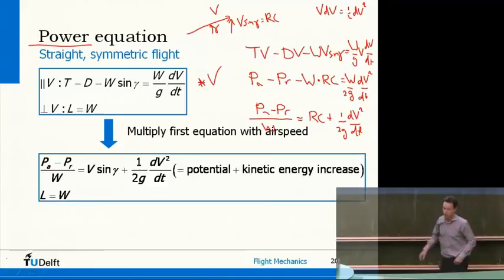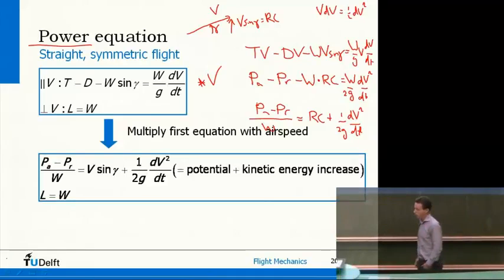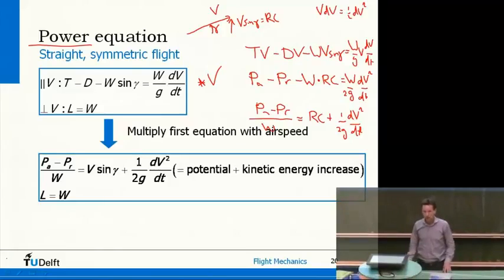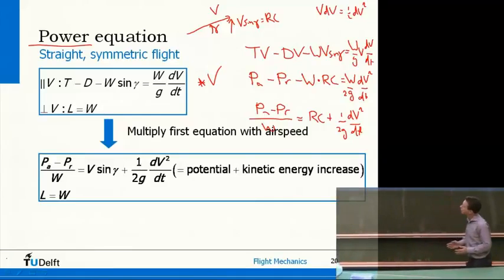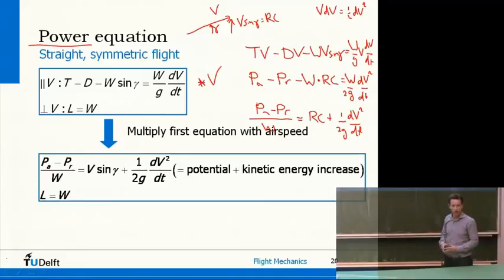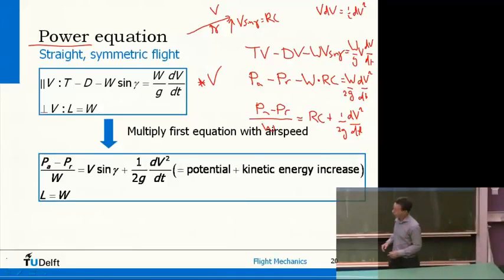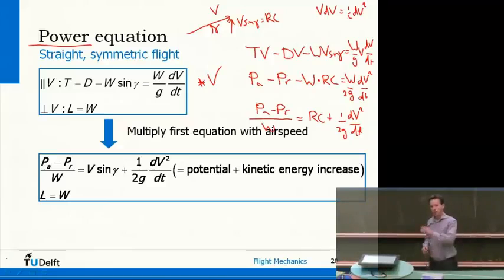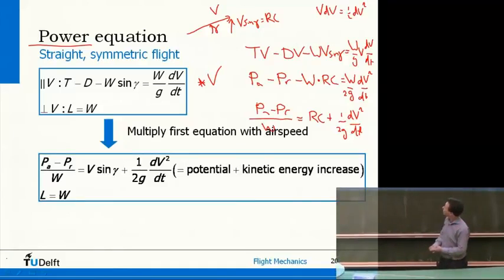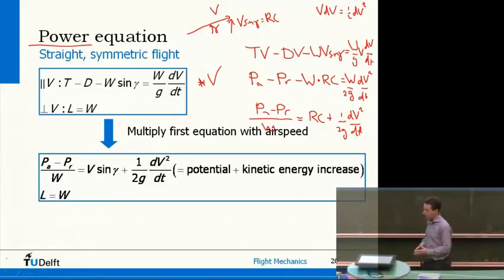You could say, okay, I can take that top equation and multiply it with airspeed, and then instead of forces, I obtain power. On the left-hand side you can see excess power, which is basically the power you have available minus the power you need to overcome aerodynamic drag. So that's energy you have in excess. That can be used for a term V sine gamma, which is the vertical component of the speed, so that's an increase in potential energy. The second term is basically an increase in kinetic energy. So it's simply an energy relation.